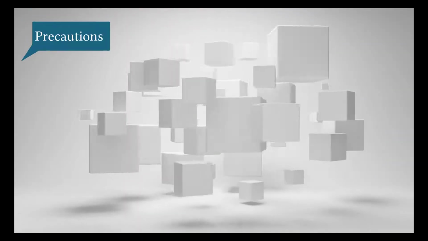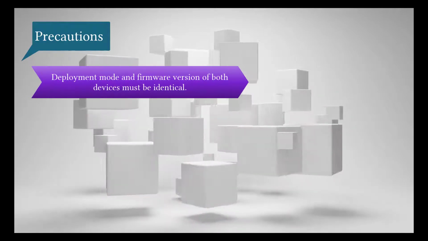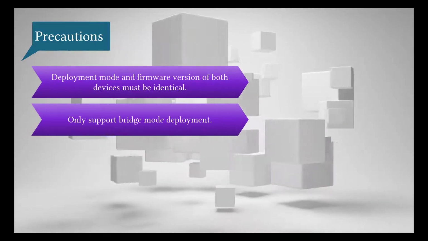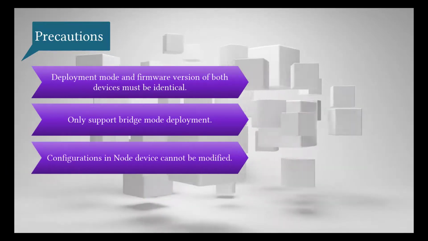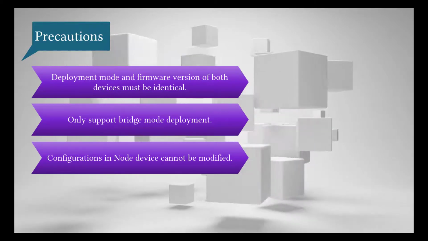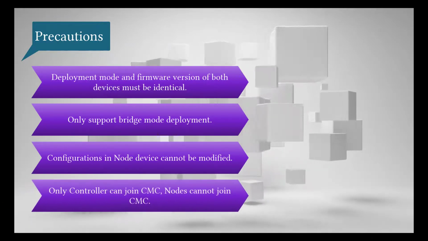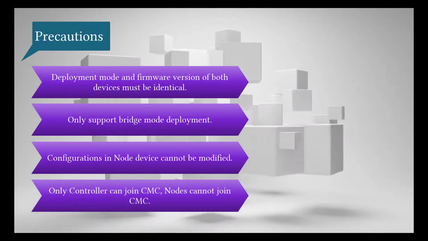Below are precautions when configuring high availability. The deployment mode and firmware version of both devices must be identical. Active-active high availability only supports bridge mode deployment. Configurations on the node device cannot be modified; they can only be synchronized from the controller device to the node device. Only the controller device can join CMC; the node device cannot join CMC.